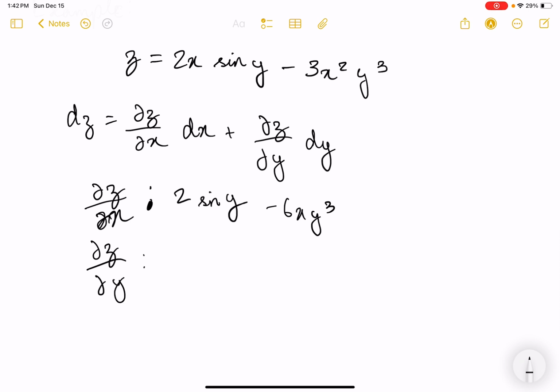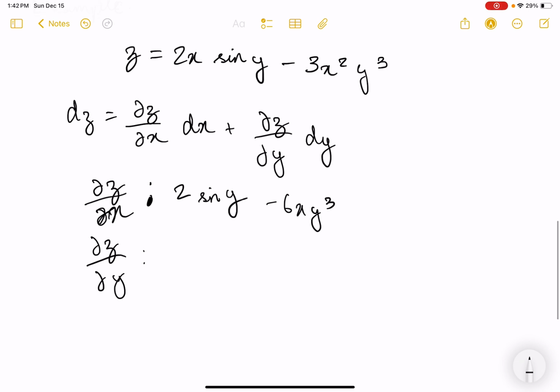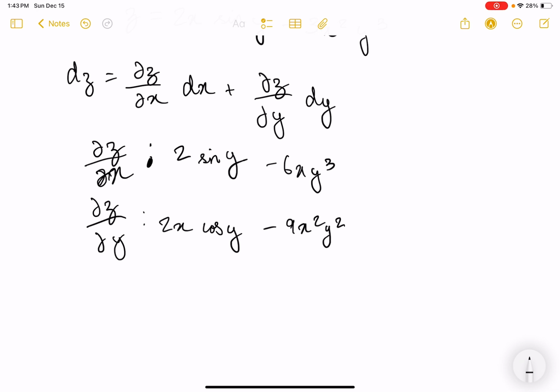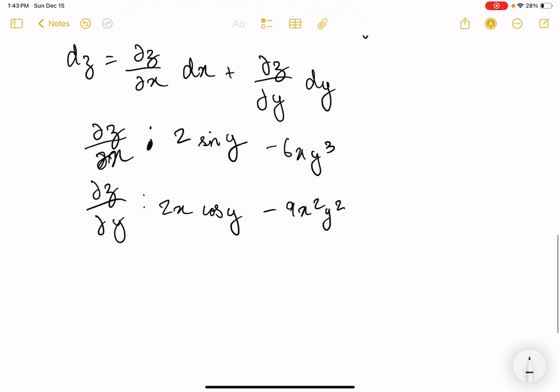Now we're treating x as a constant. So our first term, 2x sine y. Well, the derivative of sine y is just cosine y. And since 2x is a constant, it becomes 2x cosine y. And the second term, negative 3x squared y cubed. Well, the derivative of y cubed is 3y squared. So this becomes negative 9x squared y squared. So putting it together, partial z by partial y is 2x cosine y minus 9x squared y squared.